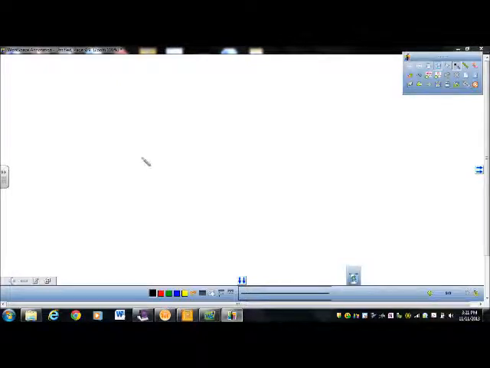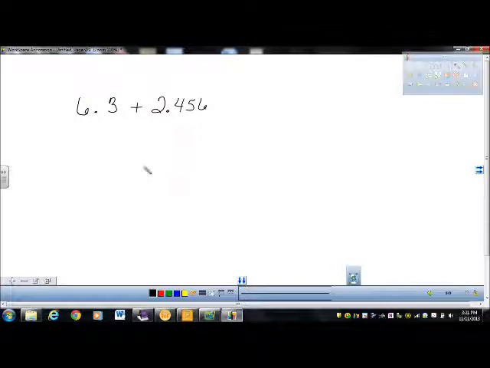Next up, we have adding and subtracting decimals. So when we add and subtract decimals, we just need to make sure that our decimal points line up. So if I have 6.3 plus 2.456, I can add those together by just making sure that I line up my decimal points. So 6.3, let's write it another way. And here's my decimal point, so I'm going to line that up right there. And I have a 2 on the left of it, and I have 4, 5, 6 on the right. And I can add that.